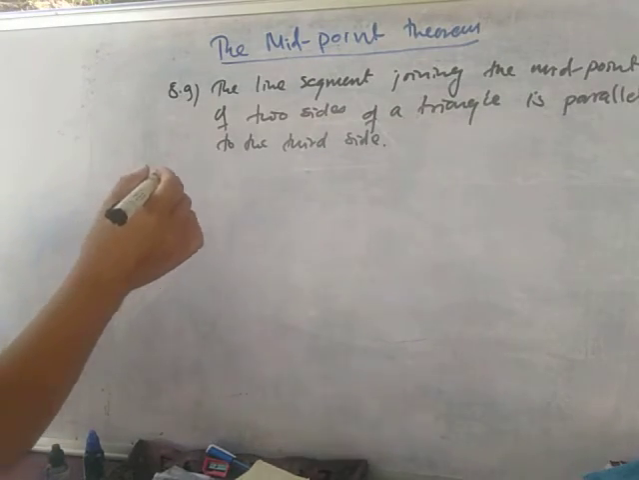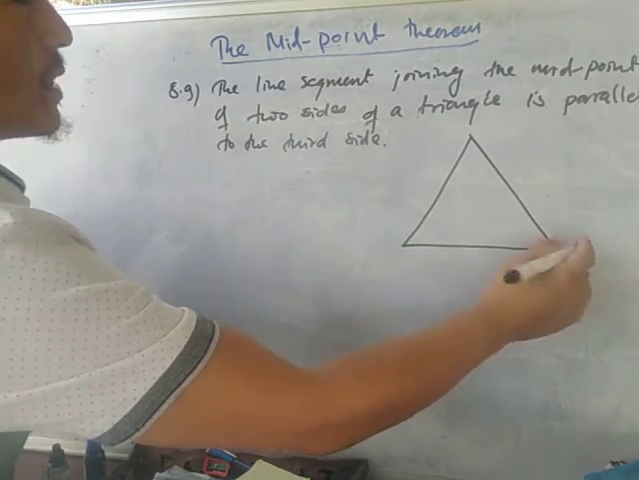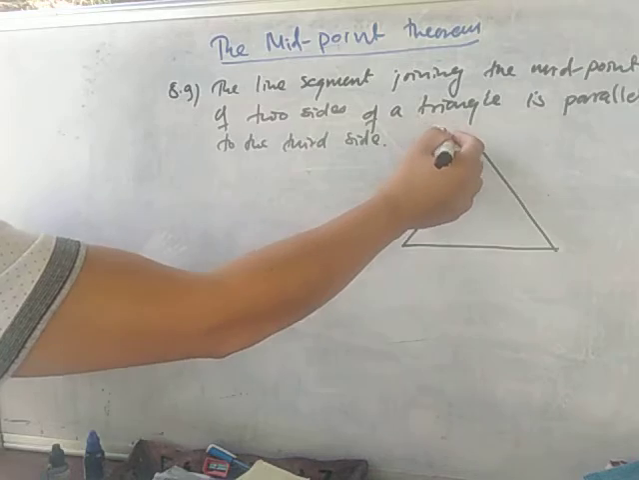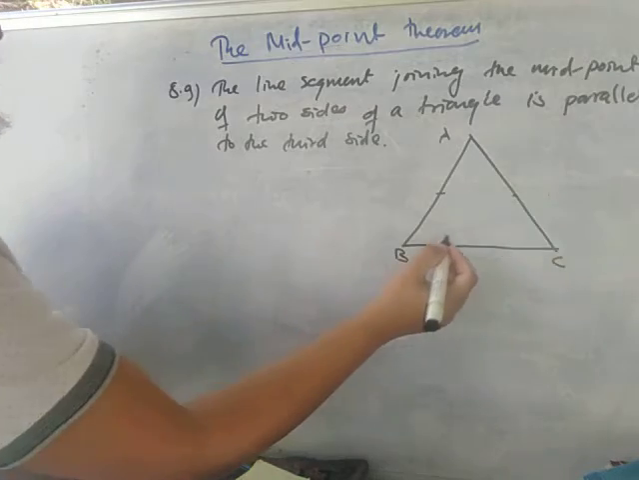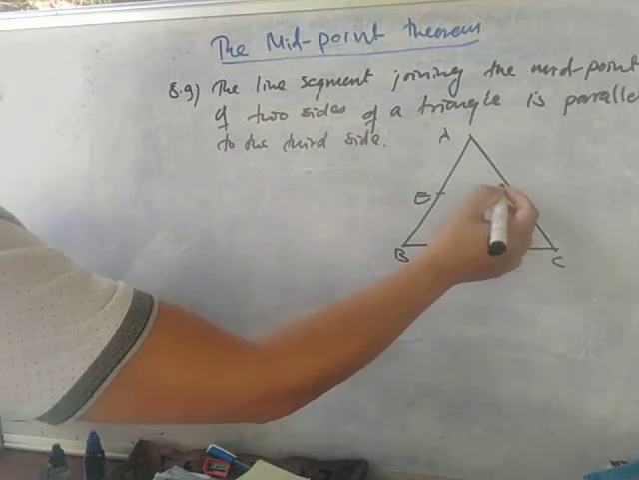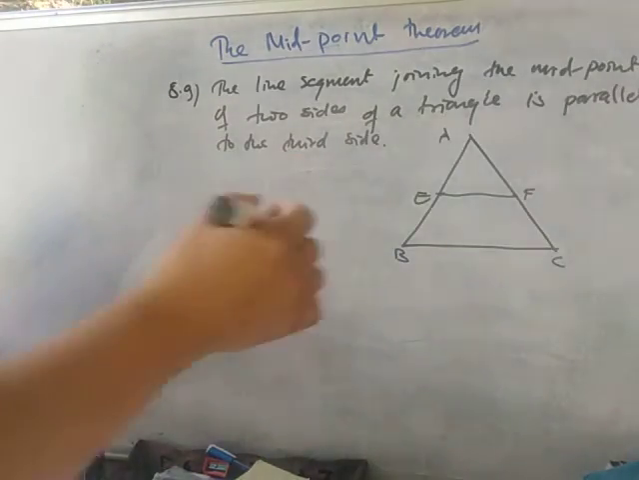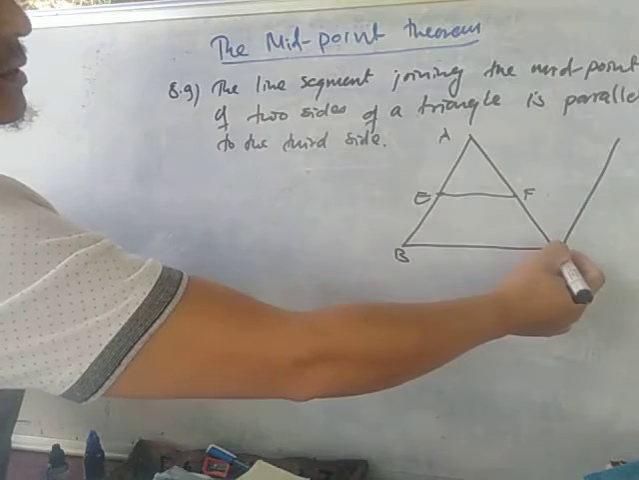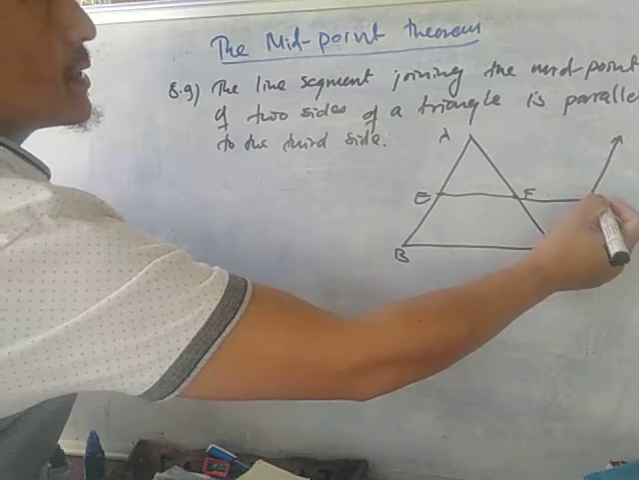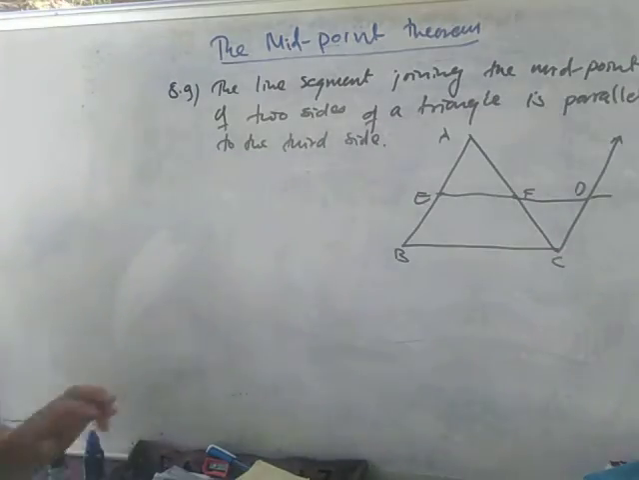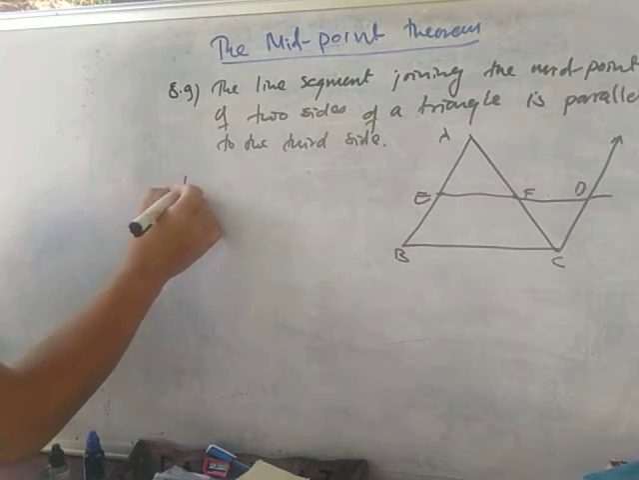So this is our triangle. Let us say our triangle ABC is given. Then E and F are midpoints. So I'm joining these two. I'm drawing this again, and if I produce this, then I'll get D. Now compare these two triangles. By comparing these two triangles, write down the proof.